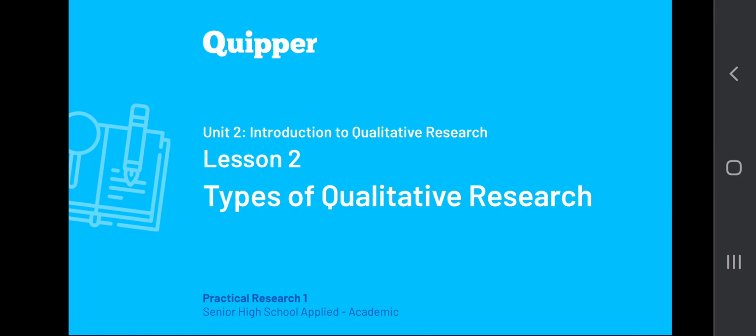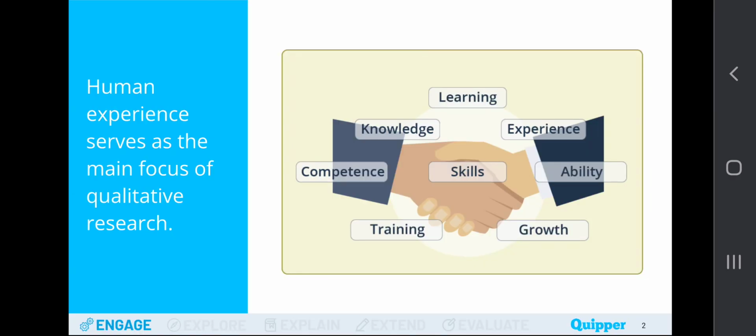I want you to jot down questions if there are, in order for us to discuss them during our online meetings. Also, make sure that you are able to jot down important discussions in every type of qualitative research to help you understand better this type of research. Now let's begin with our discussion.